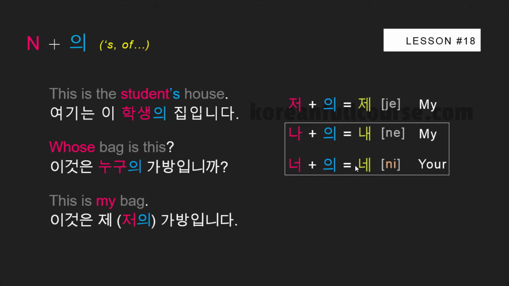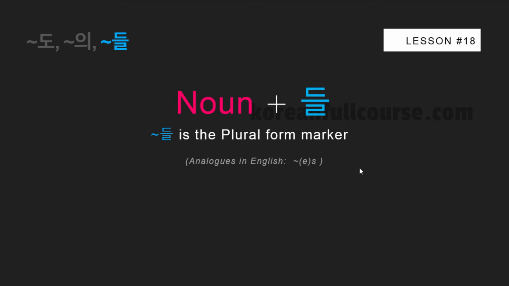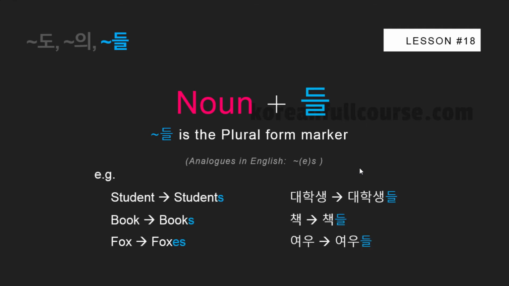There are 2 more words in Korean that have exactly the same spelling as this word, but mean completely different things. Yes and the number 4. And the last particle for today is the plural form particle 들. The plural form particle is attached directly to a noun. 대학생, 대학생들, 책, 책들, 여우, 여우들.